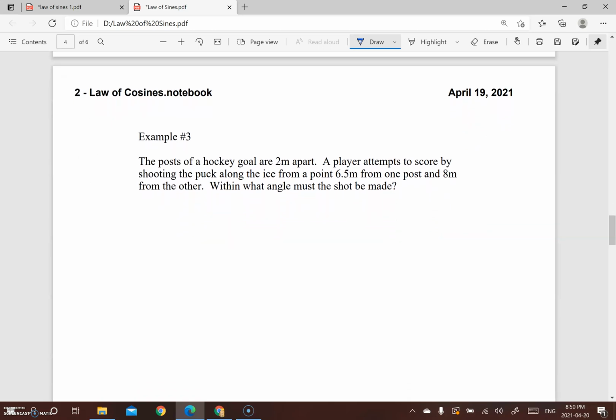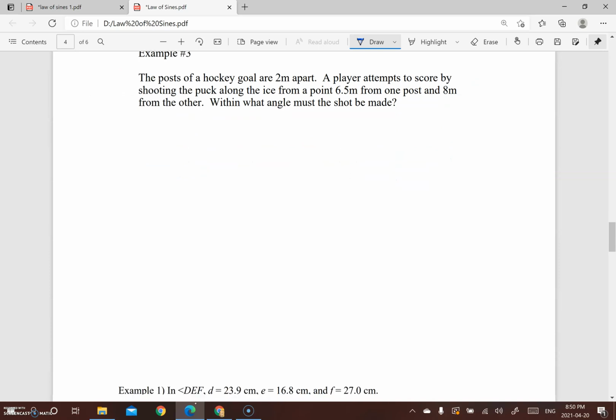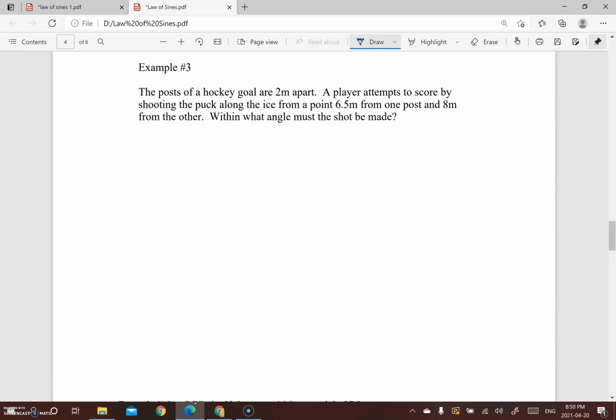Okay, we have that the posts of a hockey goal are 2 meters apart. So here's my quick picture. There's my net, which is 2 meters apart. A player attempts to score by shooting the puck along the ice from a point 6.5 meters from one post and 8 meters from the other. Within what angle must the shot be made? So what angle is this guy here? Let's call it X.